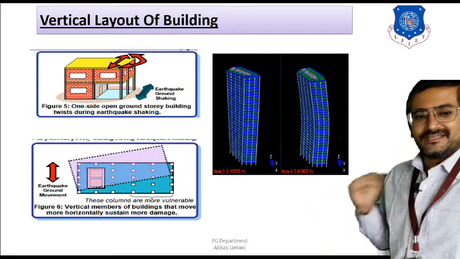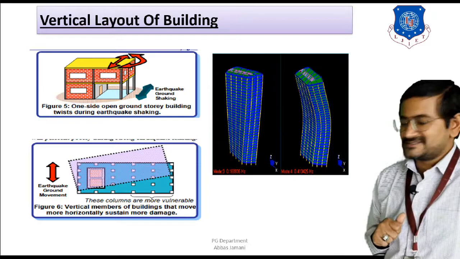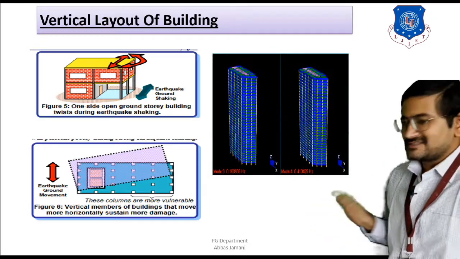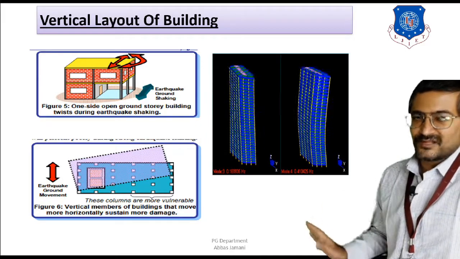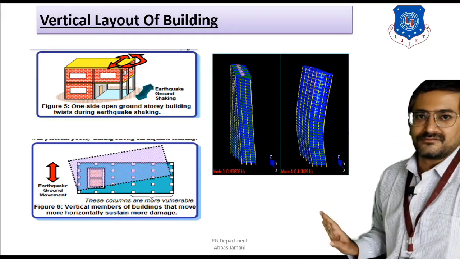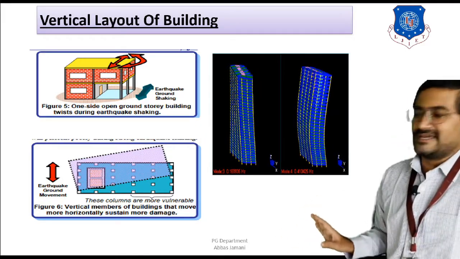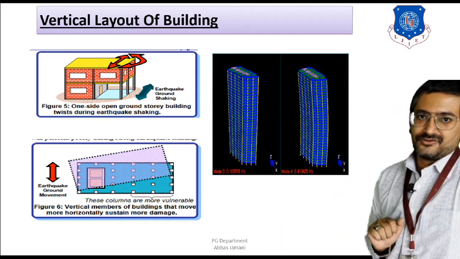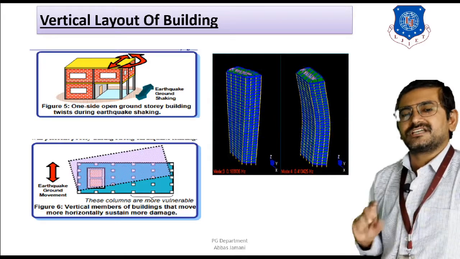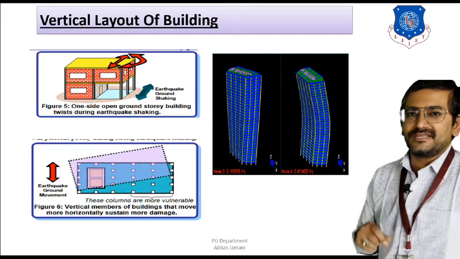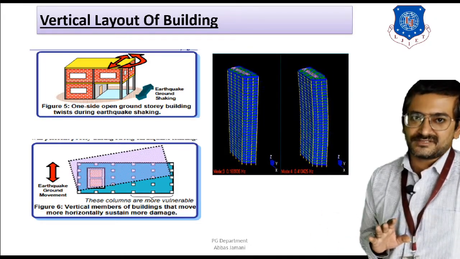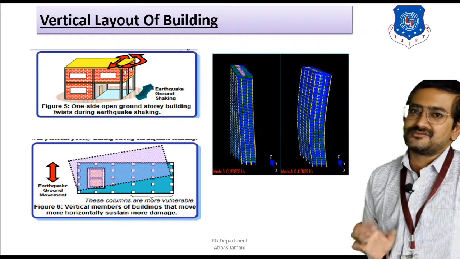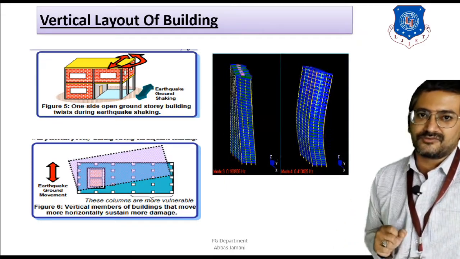The other example shown here is that of a building plan where the columns are evenly distributed and the mass is also evenly distributed, but the location of the lift core, that is the core of the building, is shifted towards the left hand side of the building. Now, from a functional and planning point of view, everything seems very good and perfect to us. But from the structural engineering point of view, it is going to be problematic. Why is it going to be problematic?